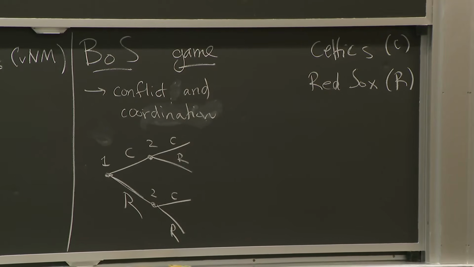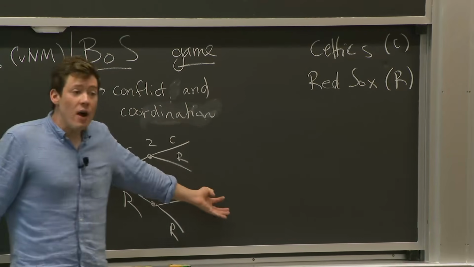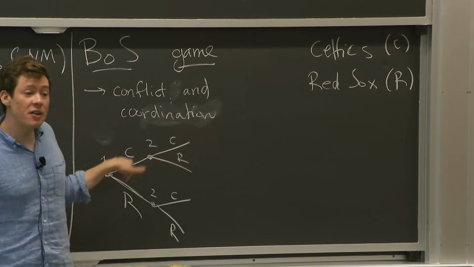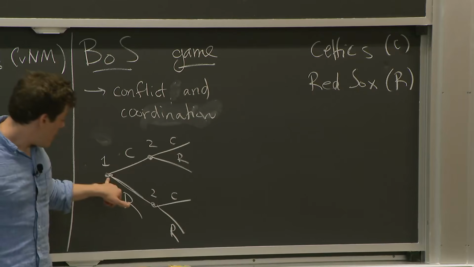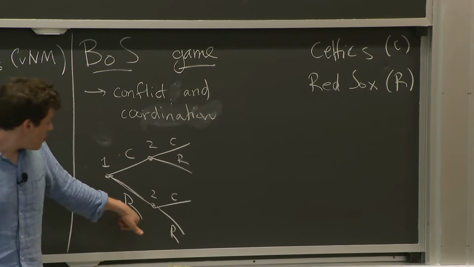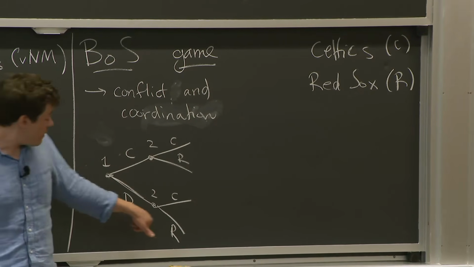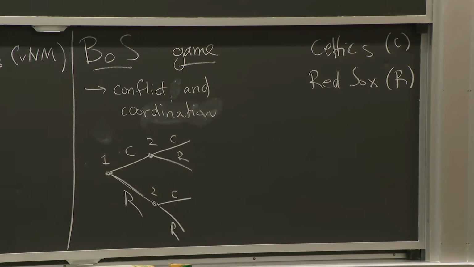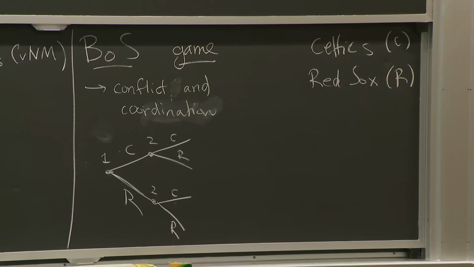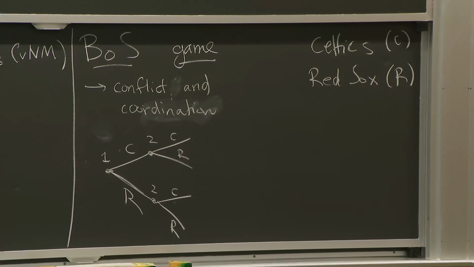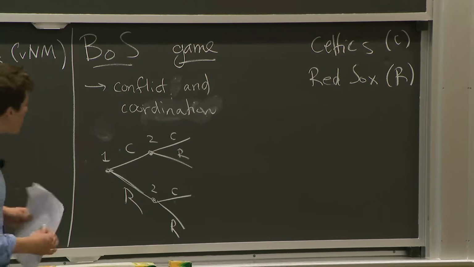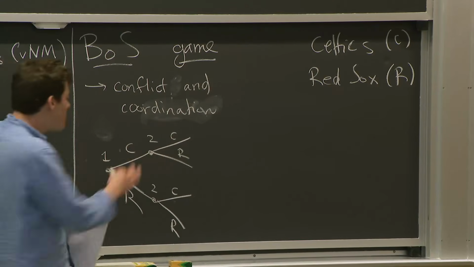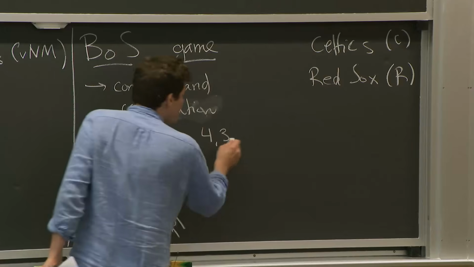Now, the outcomes are kind of already immediate from the way I've written it, right? What is the outcome here? The outcome here is that we watch the Celtics game together. And the outcome here is that player one watches the Red Sox game by herself, and player two watches the Celtics game by herself. But again, if we want to fully specify the game, we have to say what payoffs are. So we're going to write down payoffs here. And what I'm going to assume is that player one is the player who prefers the Celtics. So if they both go to the Celtics game, the payoffs are 4-3.